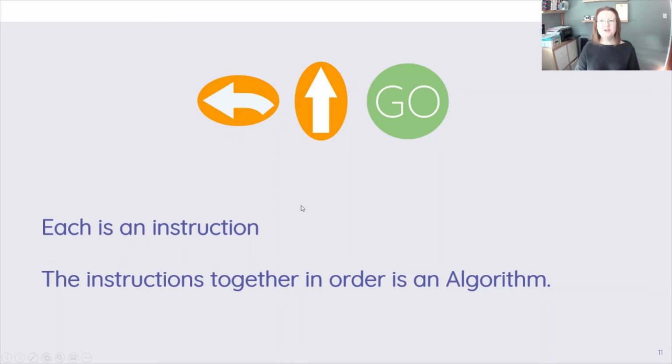So each one of these is an instruction, and the instructions, when we plan it out and we think about it, when we put those instructions together, it is an algorithm. When we put it into the robot, it is a program. So the algorithm is planning out our program, and when we put it into the robot, that is the program.